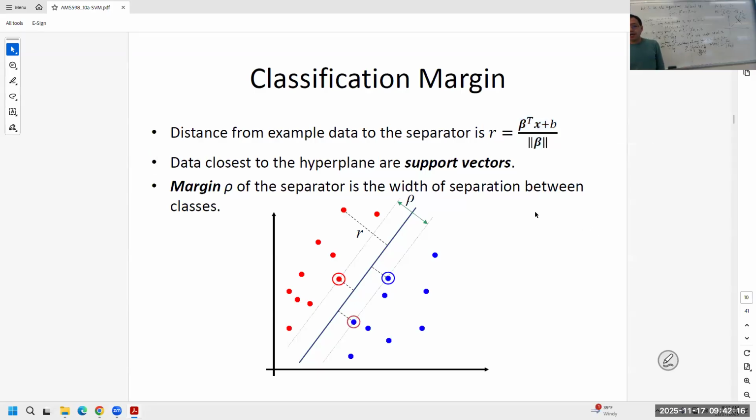Now the data points closest to the hyperplane we call the support vectors. You have the separator defined in the middle here, beta transpose x plus b equal to 0. Those points that are closest to this hyperplane we call the support vectors. We're going to come back to why we call them support vectors. For now, just note that these points are going to define the separator, the hyperplane in the middle.